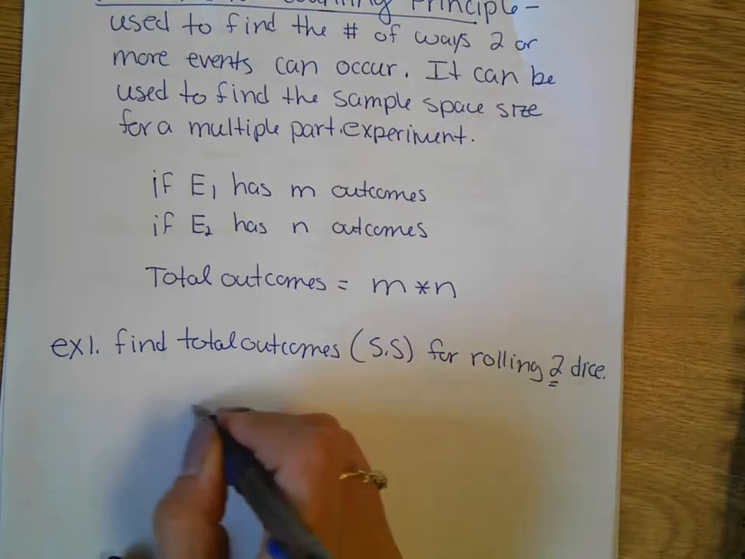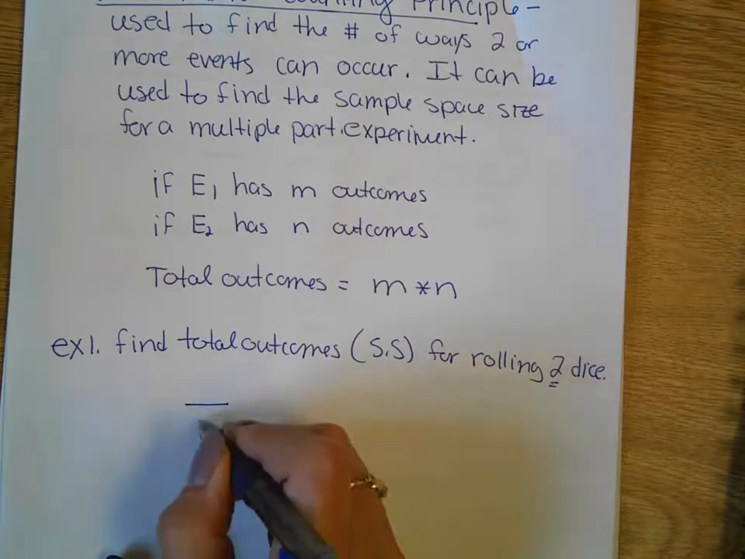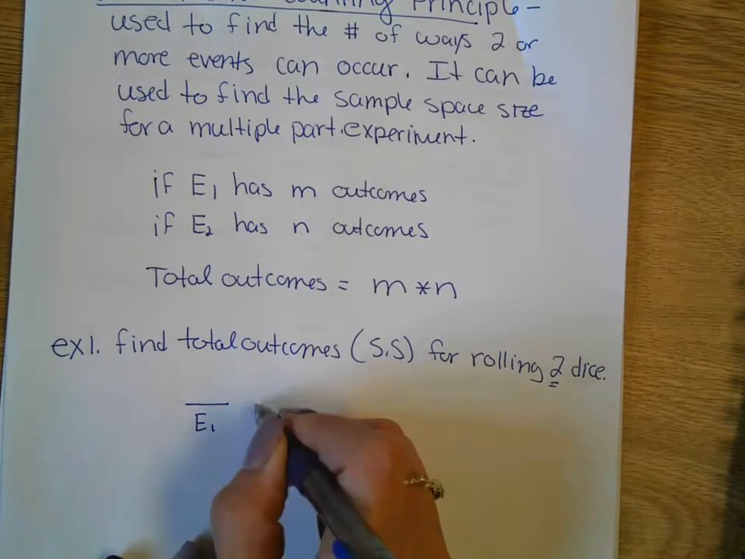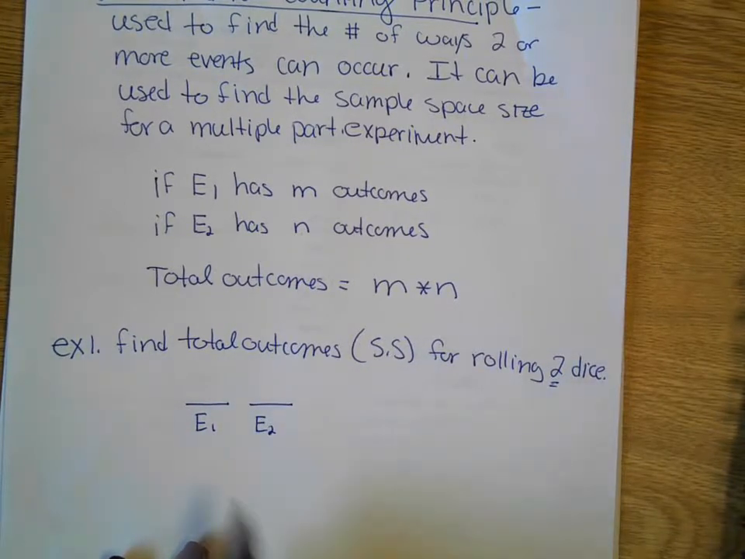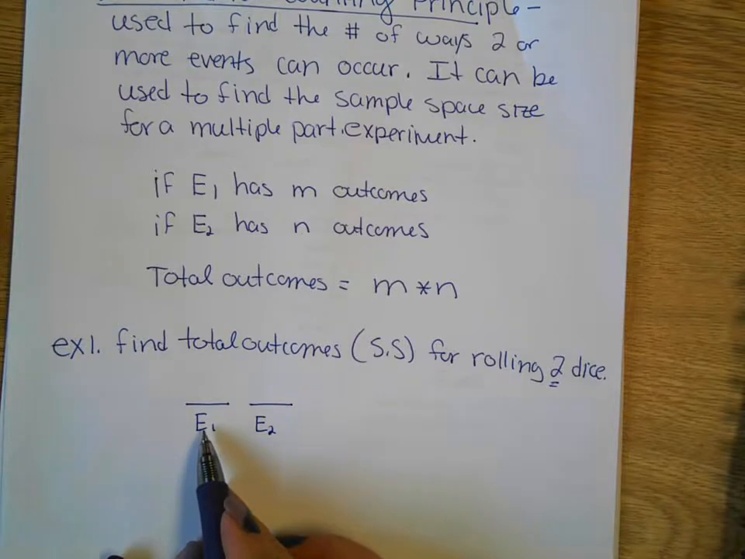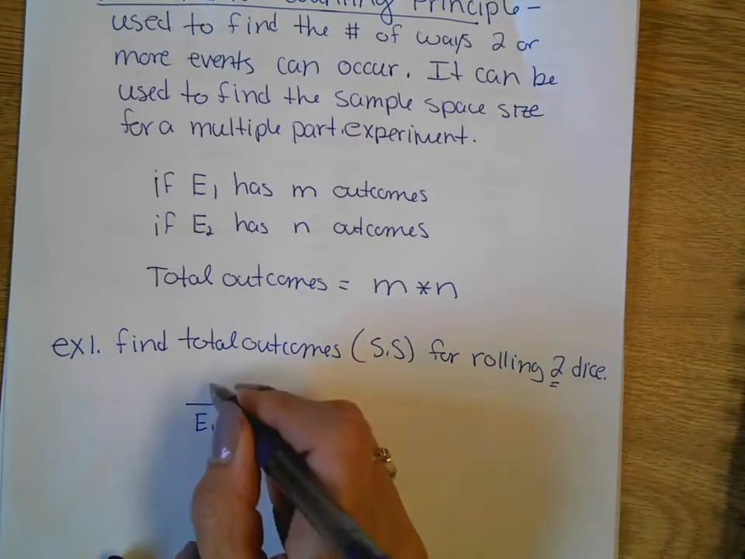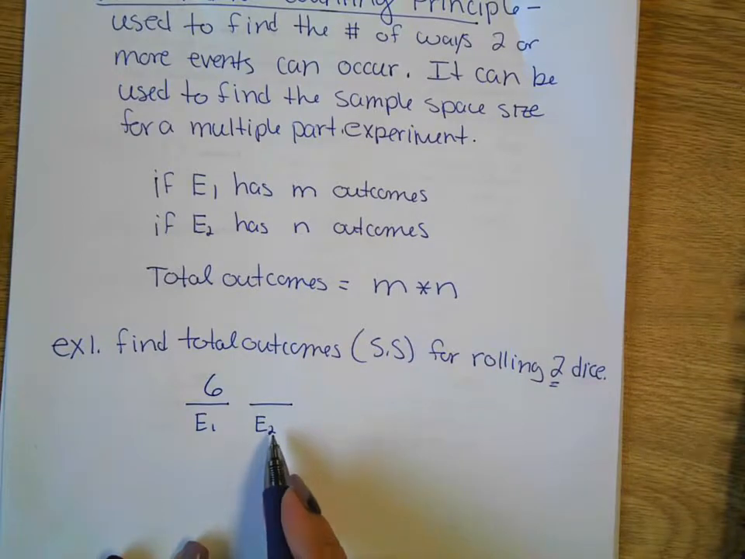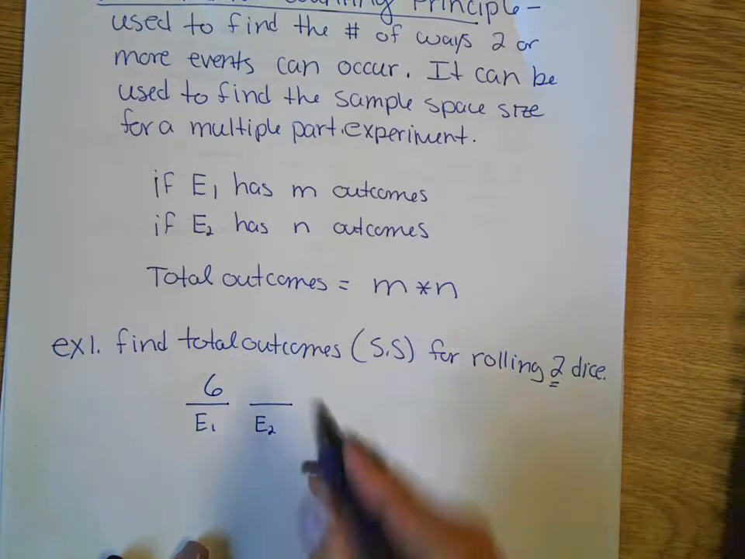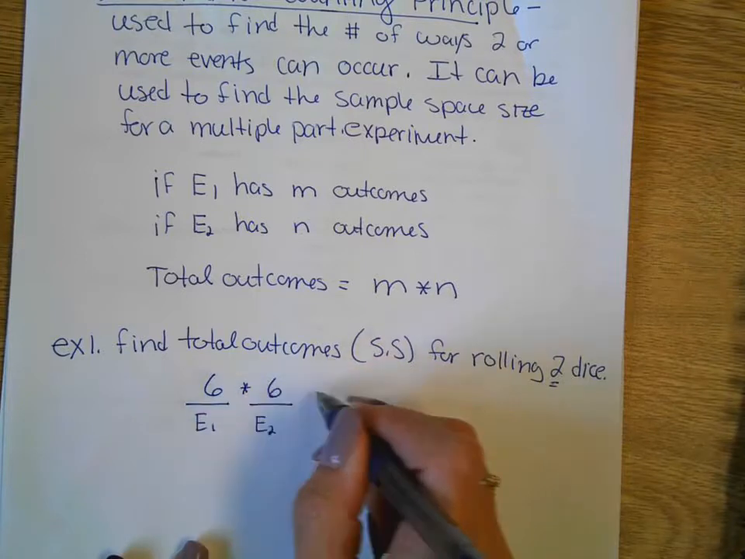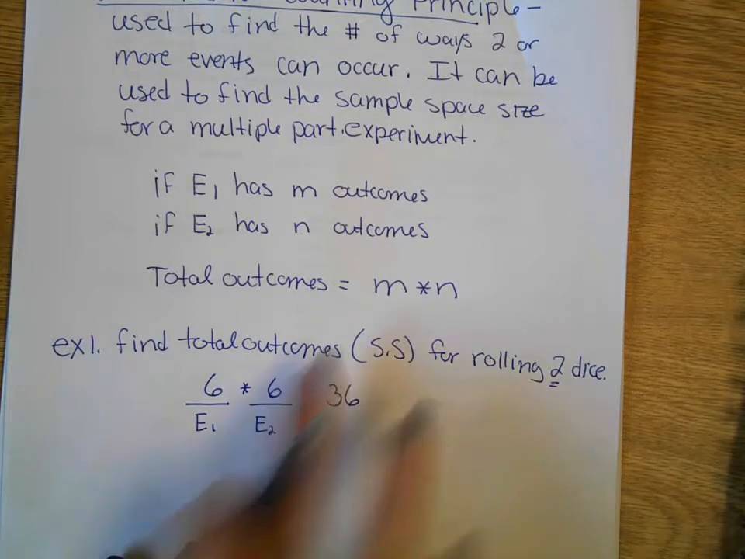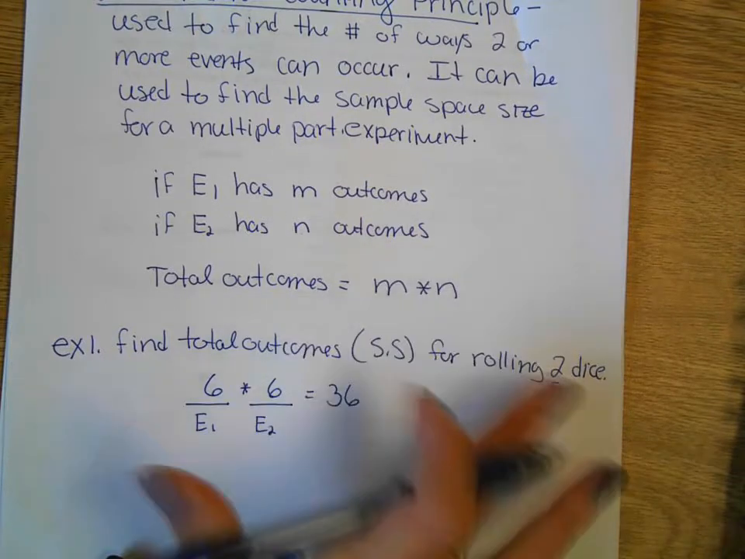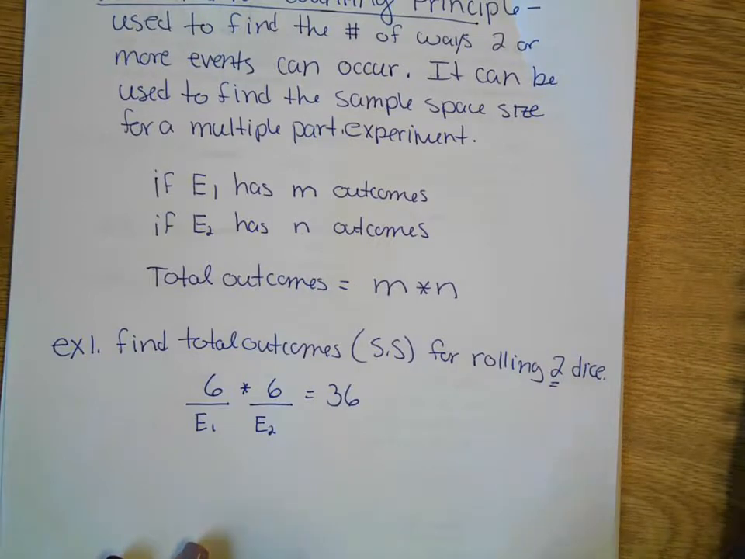So there's 2 dice, so there's 2 events. I like to make these little dashes, and label them event 1 and event 2 below. It's not a fraction bar. If event 1 is rolling a die, how many outcomes are on that die? 6. Event 2 is rolling another die. How many outcomes are there? 6. And if you multiply them together, there's 36 outcomes. That's the tree diagram: you got the 6, and then off of each one of those you've got the 6. That's why it's coming up 36.